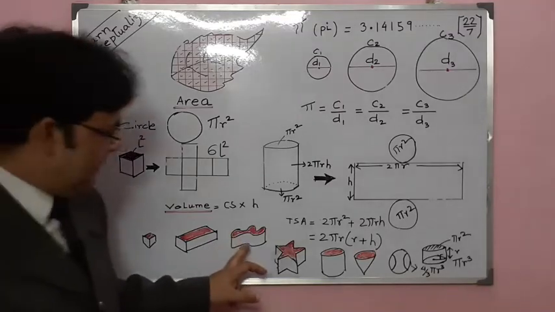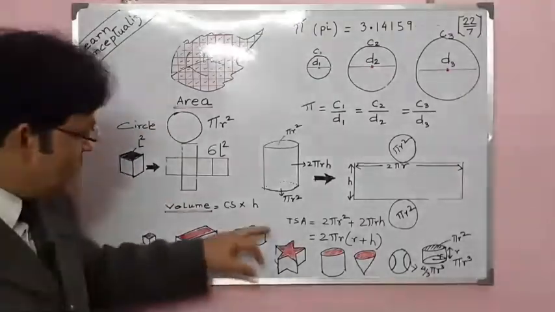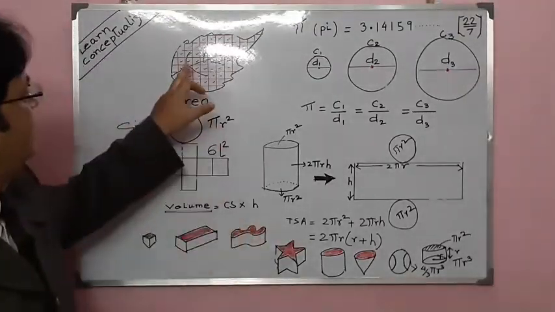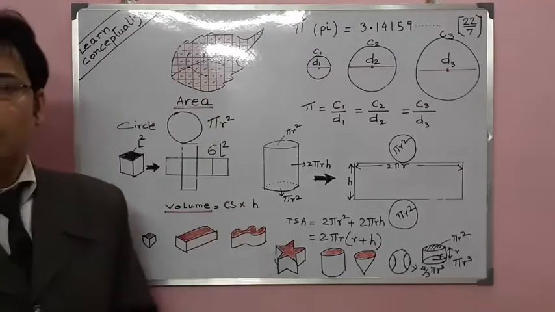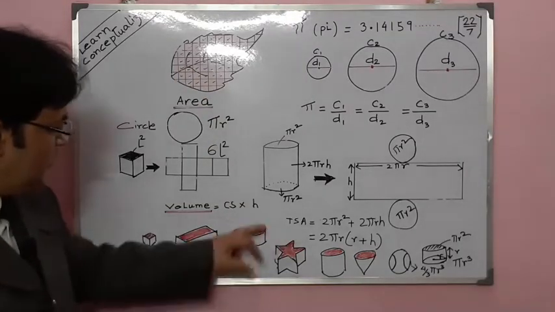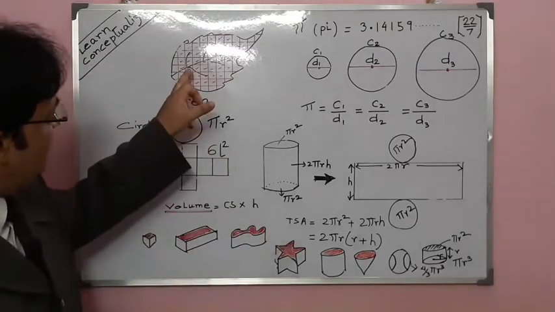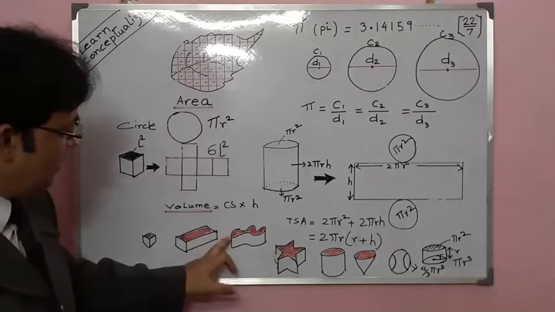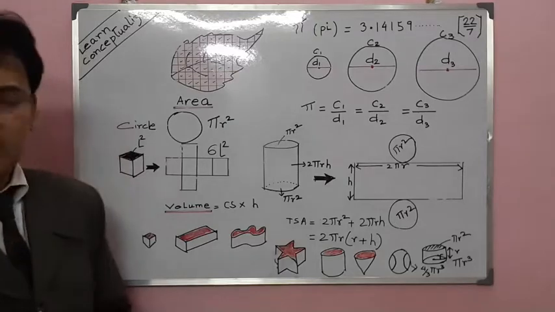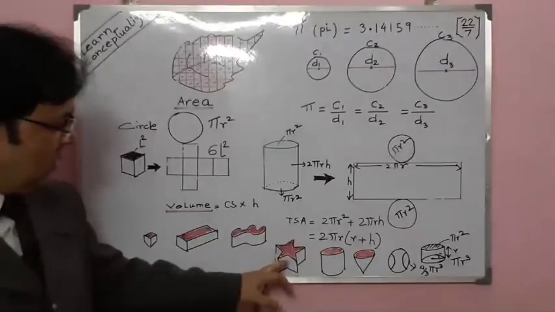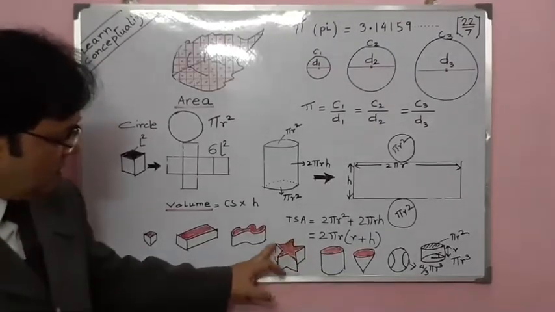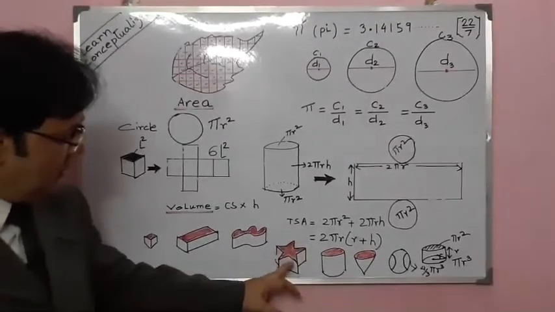What about this one? No formula. You have to get the cross-sectional area using a graph paper. Suppose this is a tree trunk. It has been cut in this way. Now here, find the cross-sectional area with the help of the graph, multiply by the thickness or the length, and you get the volume of this. What about the star, this shape? You get the cross-sectional area of the star, multiply by the height.